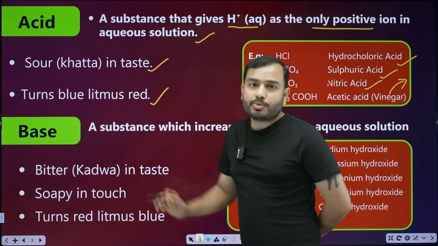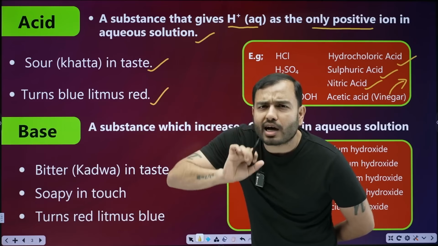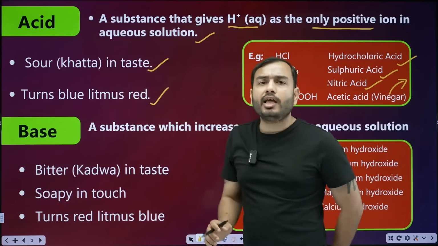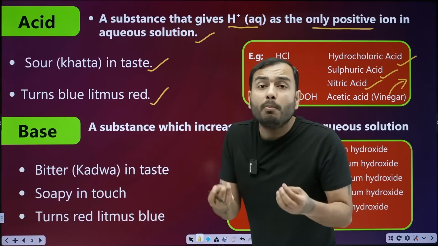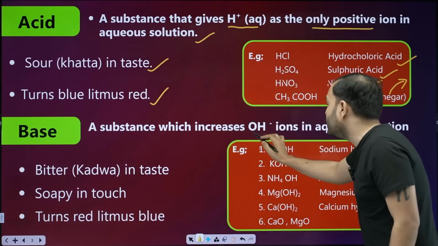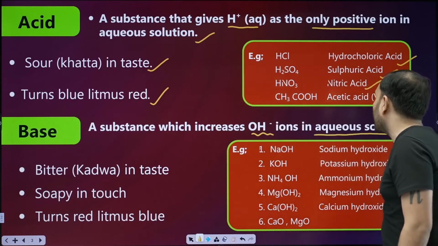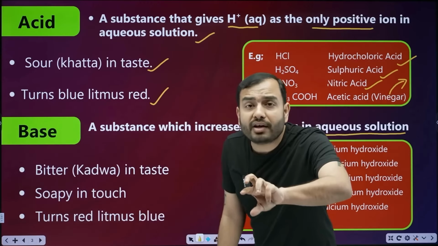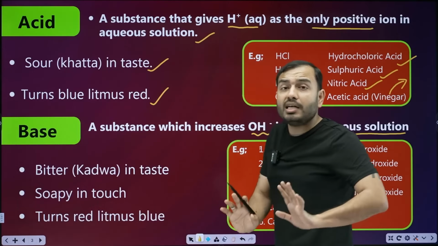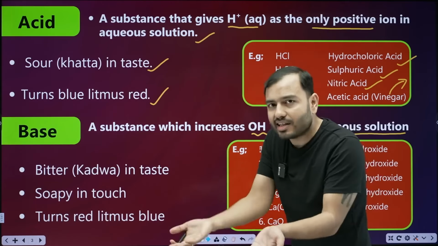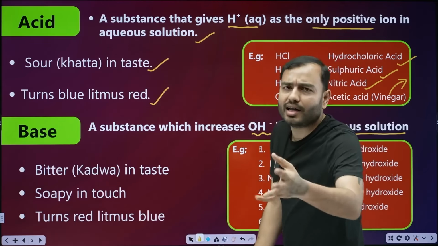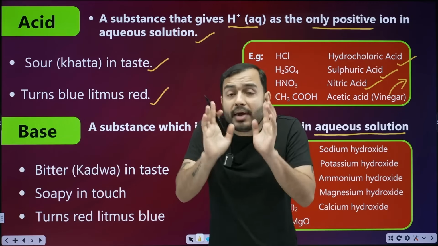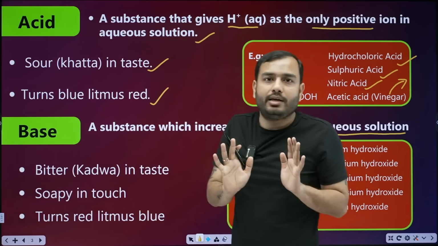Now we come to base. When we put acid in water, what did we find? H plus ions. When we put base in water, what is increased? OH minus ions. A substance which increases OH minus ions in aqueous solution. Aqueous solution means the water's solution. What does the acid give in water? H plus ions. What does the base give? It increases OH minus ions. Again, it's not asking the definition. So remember, which ions come from acids? H plus. Which ions from the base? OH minus ions.